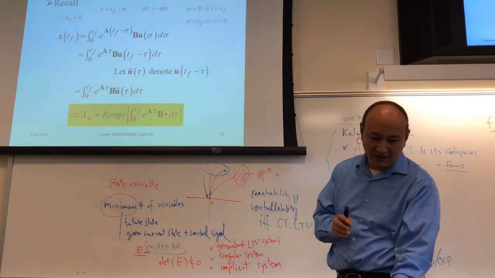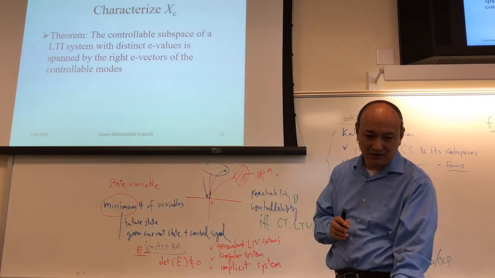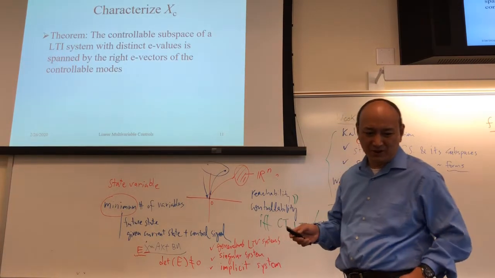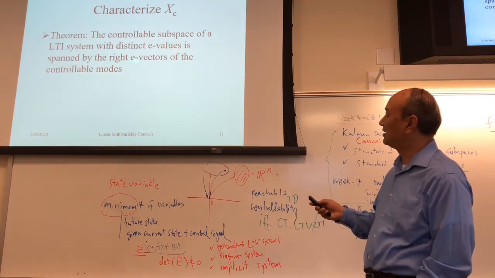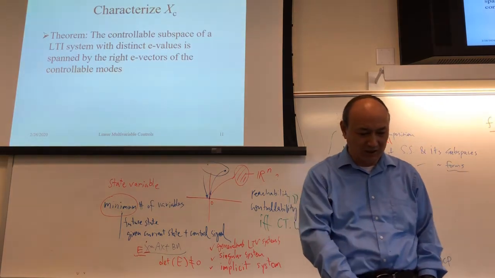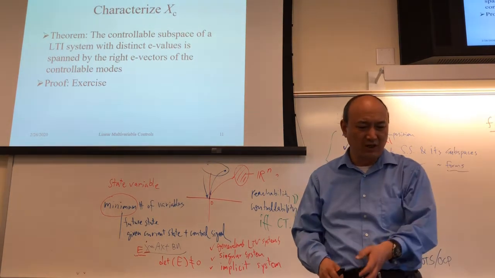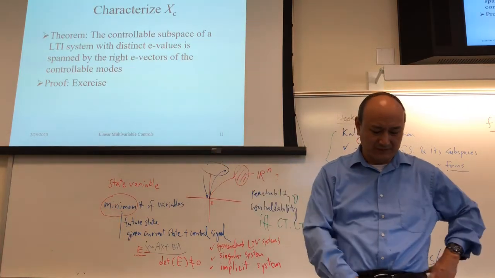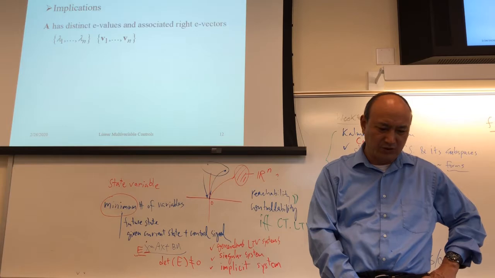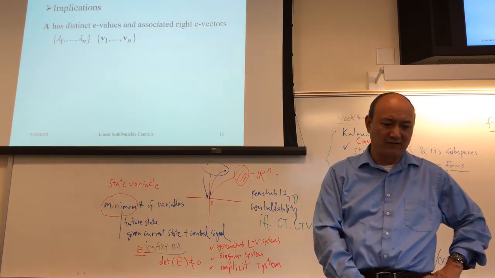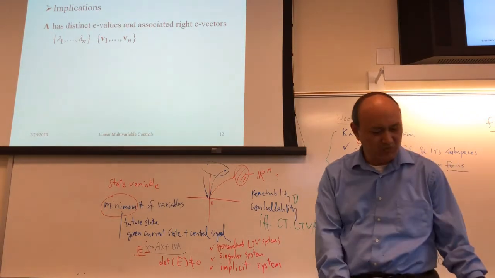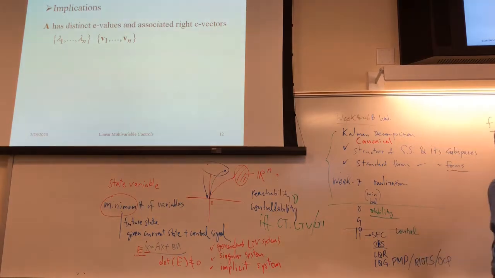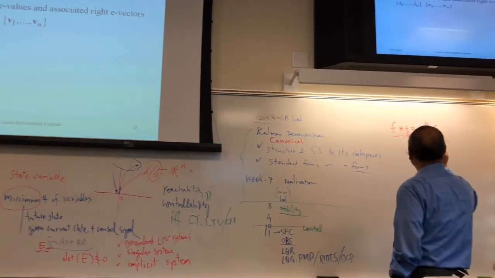If the XC is fully the controllable subspace, with all the distinct eigenvalues spanned by the right eigenvector of the controllable modes, so if everything is controllable, that XC is my Rn, right? So you can go everywhere, but it may not be true because some of the eigenvalues do not have a corresponding controllable mode. So that's why we need to learn this model controllability.